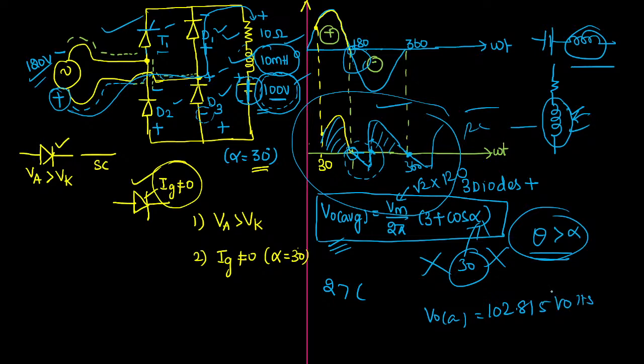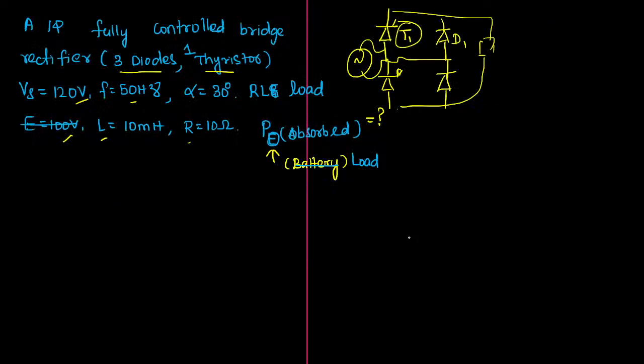Now what is the question? They have not only asked this. Actually, the question is, what is the power absorbed by the battery? How will you calculate the power absorbed by the battery? Let me tell you. There is one resistor. Yes, I am neglecting the effect of inductance because you know the reason. And where are we observing the output voltage? This whole portion. Here we are observing the V naught average.